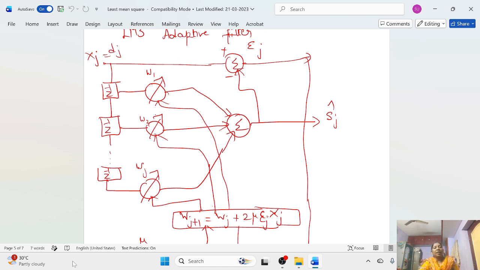This LMS adaptive filter is used in many applications, like cancellation of power line interference in ECG, extracting the maternal ECG from the fetal ECG, and cancelling the donor heart interference from the recipient heart. Like that, this LMS adaptive filter is used for many applications.